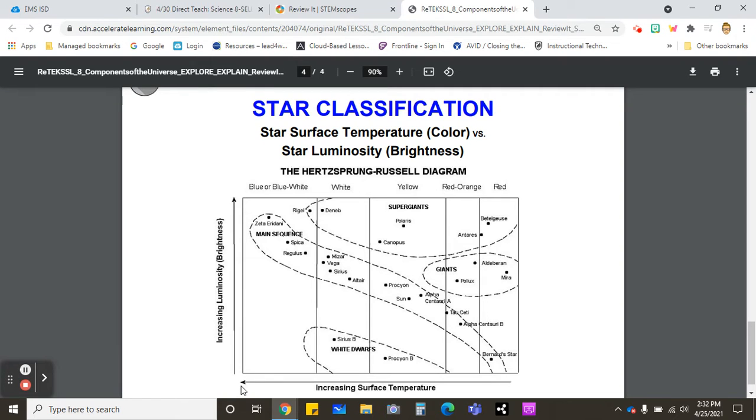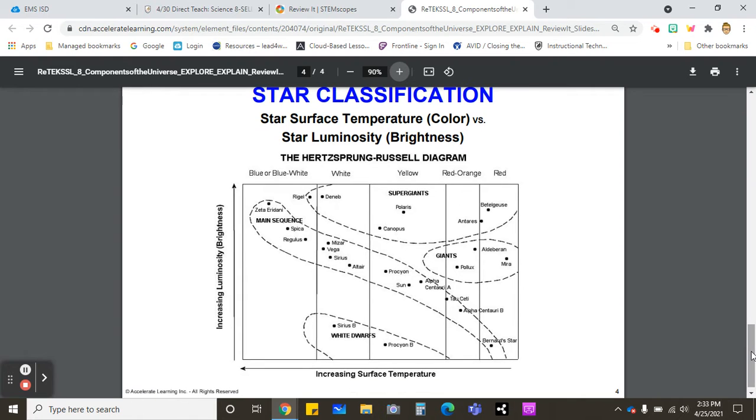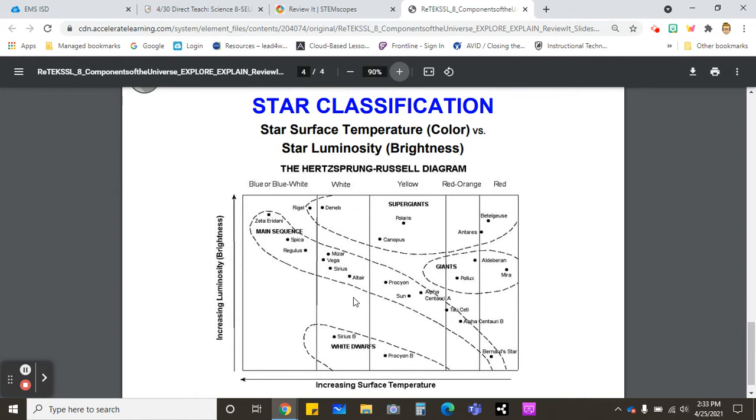One of the other things we learned this year was the HR diagram, short for Hertzsprung-Russell diagram. This is to show you how stars are classified based on the characteristics that they have. So you just have to remember how to read one of these and compare and contrast stars. For example, if you start with the sun, it is right in the middle of this particular HR diagram.